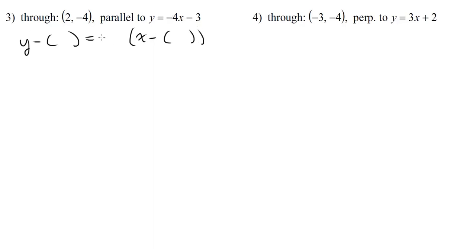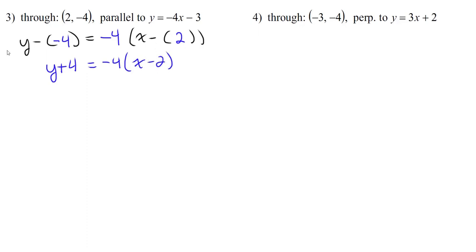Our slope is -4, that goes here. Our x value is 2, that goes here. And our y value is -4, that goes here. Now let's clean this up. Y minus -4 is y plus 4. And here x minus 2 is x minus 2.